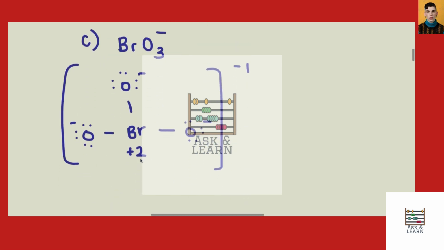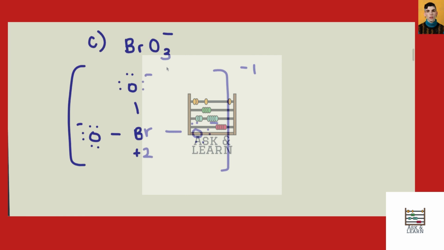Now we have bromine bound to 3 oxygen atoms. The tricky part about this one is that we're told that the entire molecule has a -1 charge, so we'll just have to keep track of that. We put bromine in the center, bound to 3 oxygen atoms. Again, you can calculate the formal charge the way we did before. We'll find that bromine has a +2 charge, and each oxygen atom has a -1 charge. And then we keep the entire molecule with a -1 charge.